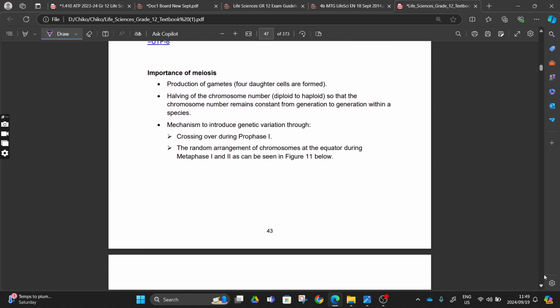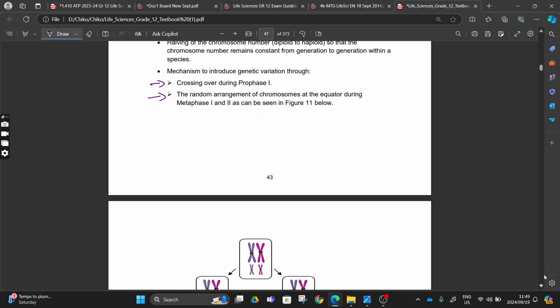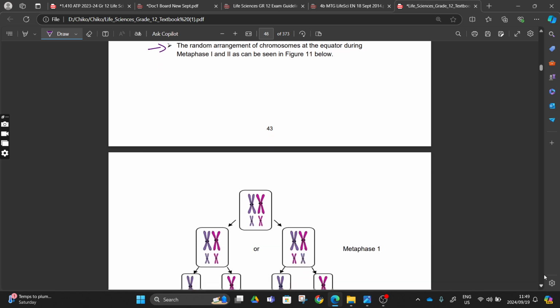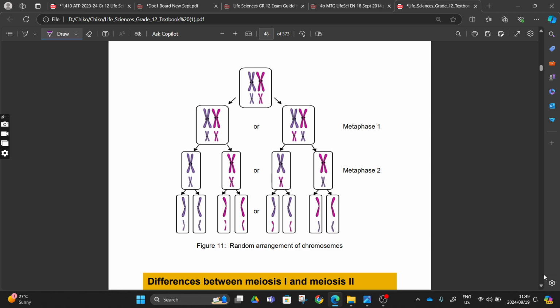And then the importance of meiosis: the production of gametes, the halving of chromosomes from diploid to haploid, so that the chromosome number remains constant from generation to generation. And the mechanisms to introduce genetic variation are crossing over and random arrangement during metaphase 1 and metaphase 2. And that's it. This is the picture showing our random arrangement.